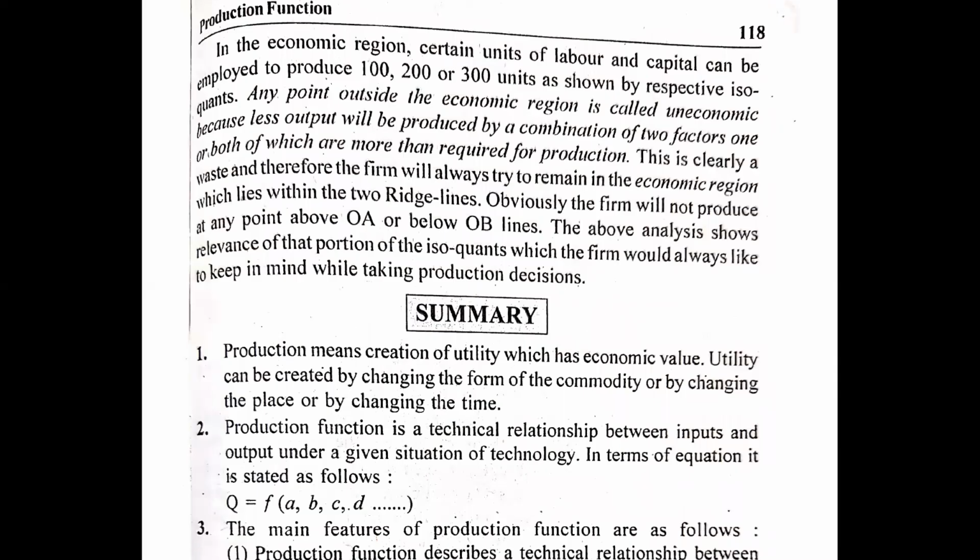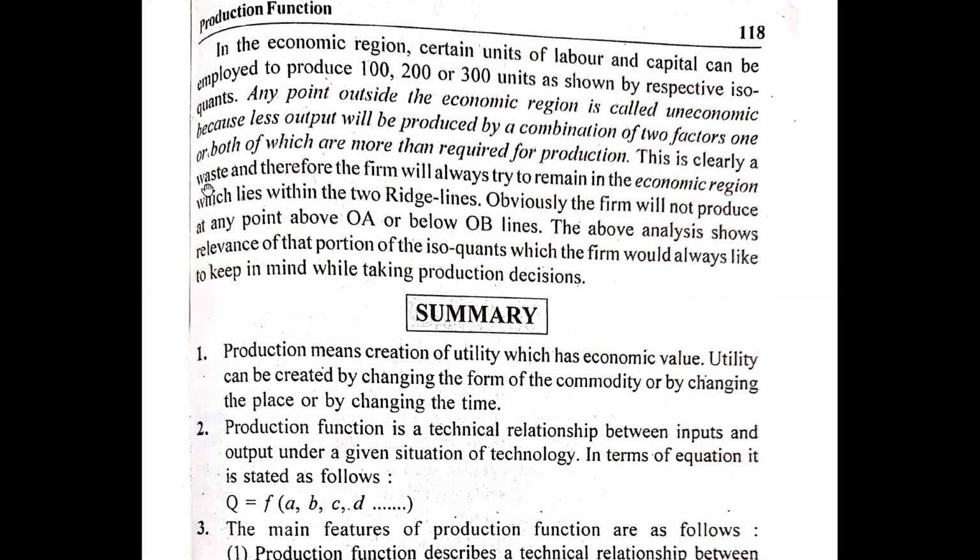Now we will see the last paragraph of this chapter. In the economic region, certain units of labor and capital can be employed to produce 100, 200, or 300 units as shown by respective isoquants. Any point outside the economic region is called uneconomic because less output will be produced by the combination of two factors, one or both of which are more than required for production.